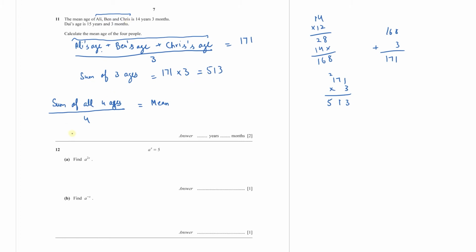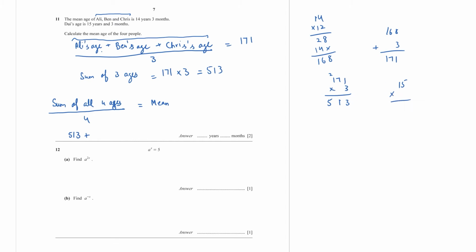So I can write the sum of all four ages would be the sum of the first three ages, Ali's, Ben's, and Chris's age, which is 513, plus Dai's age, which is 15 years and 3 months. So let's calculate this in months as well. So 15 times, sorry, 15 times 12.